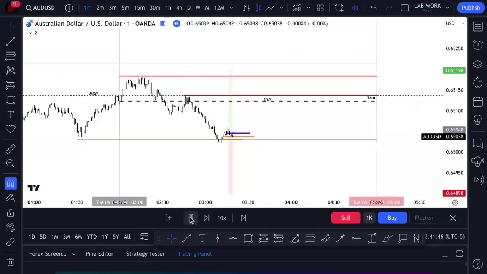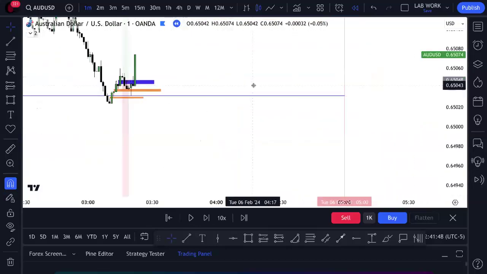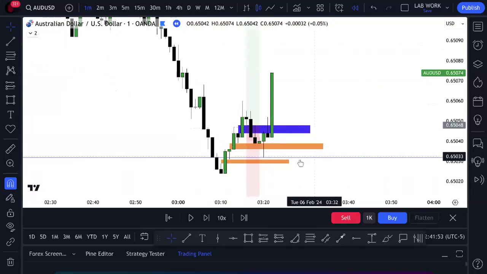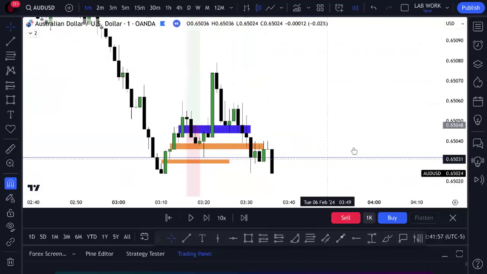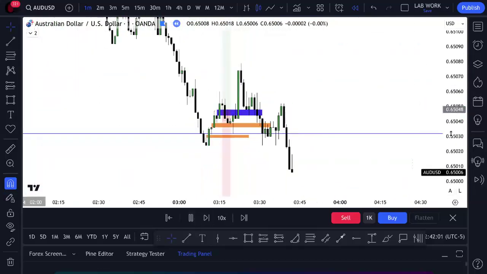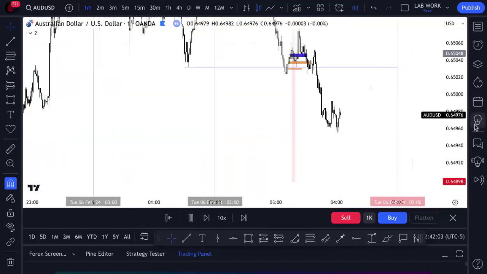Play it forward. Price taps into it. Let's look at this closely. Completely rebalances it. Does trade back into that fair value gap there too. Trades even lower again. Let's keep playing it.